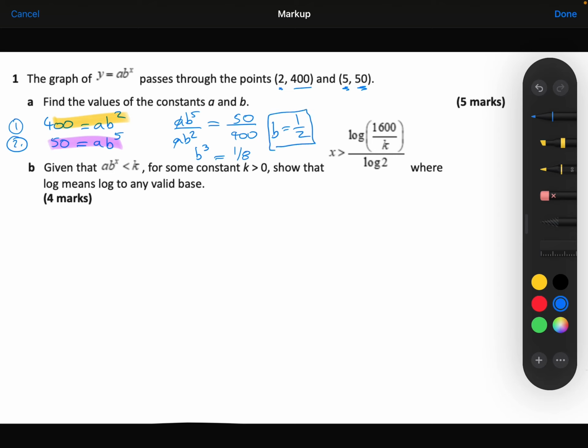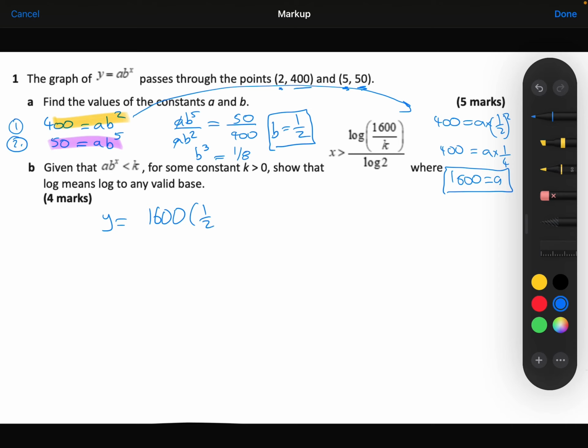If I now substitute that back into either of the original equations, I'm going to substitute it into the top equation. So 400 equals a times b squared. So 1/2 squared is 1/4, times both sides by 4. So a is 1,600. So that's part A done. We've found the values of a and b. We've found that y equals 1,600 times 1/2 to the power x. That's just updating that formula.